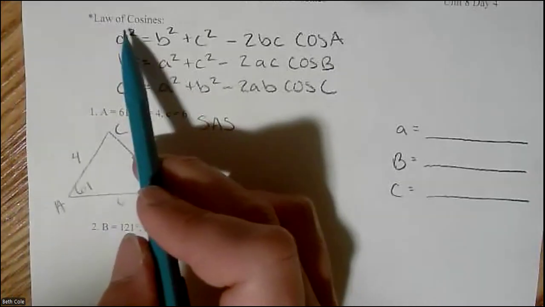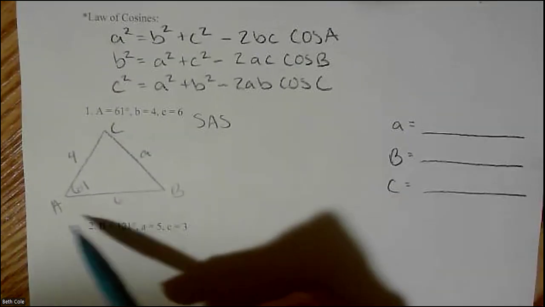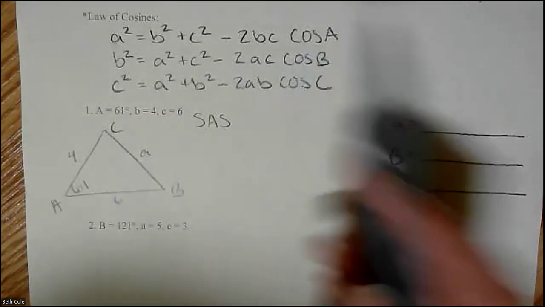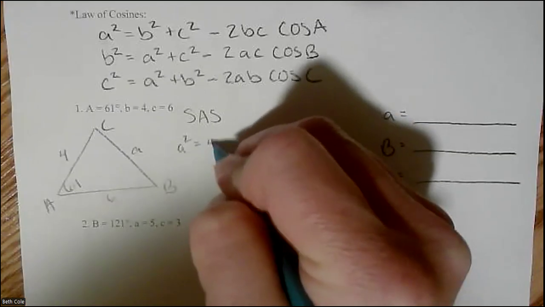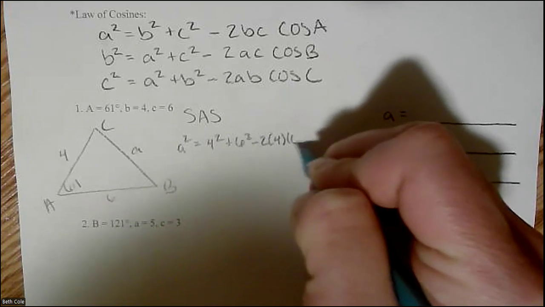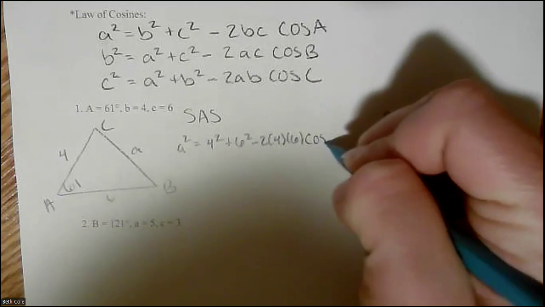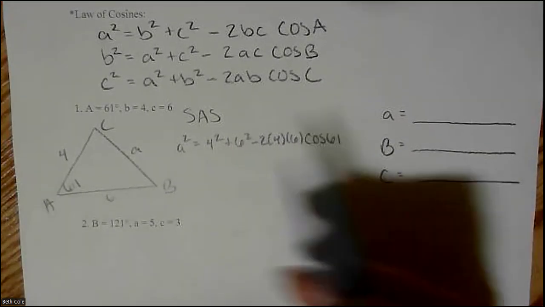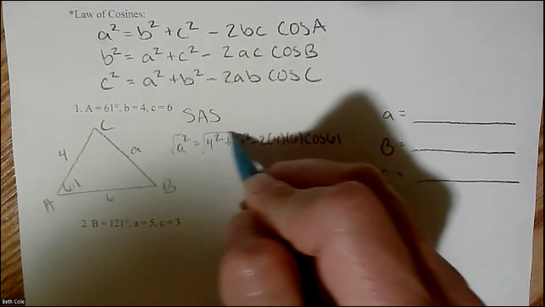So we are looking at the first version I wrote of this. Again, they all mean the same thing. It's just we have angle A, 61. So this has to be the version that we're looking at. So it's going to be a squared equals 4 squared plus 6 squared minus 2 times 4 times 6. Again, those just get repeated right here. Cosine of the only angle that you've got, which is 61. So to get a by itself, to get rid of the squared, we're going to square root.